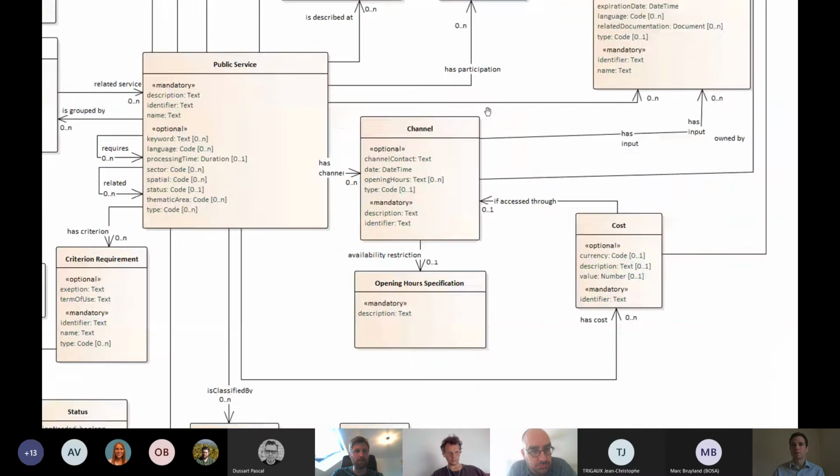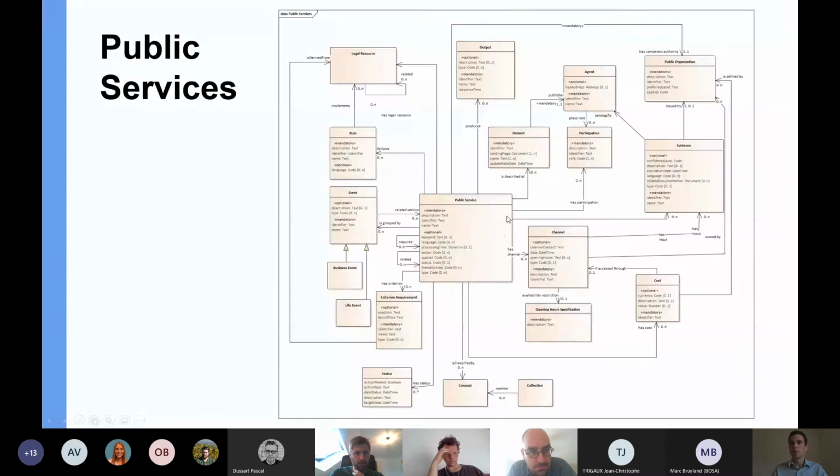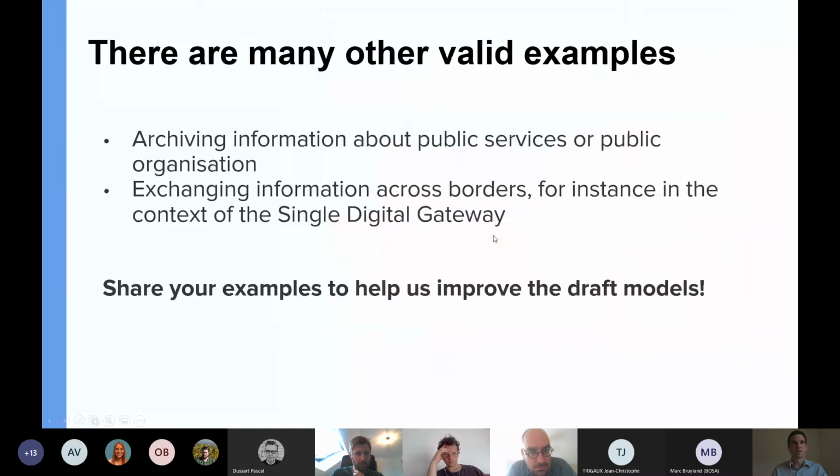And then let me have a quick look. The concept and collection classes is just a way to capture classifications. It's less important at this stage. It's more from a modeling perspective that it is interesting to have it just for correctness. Good.